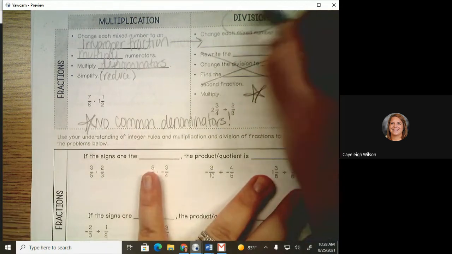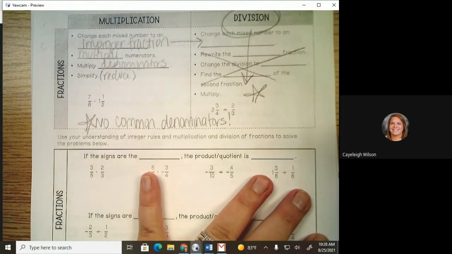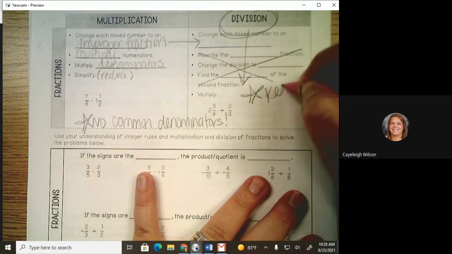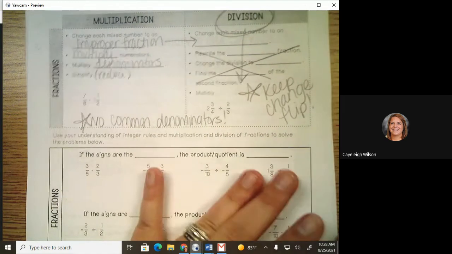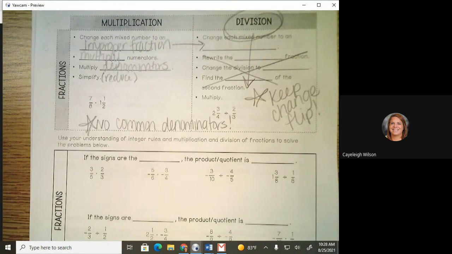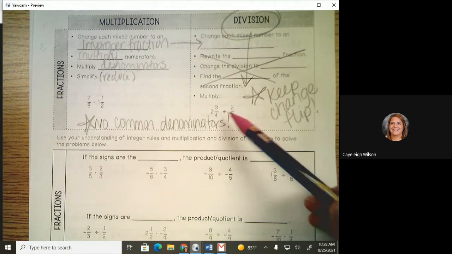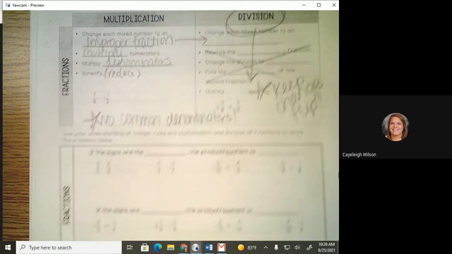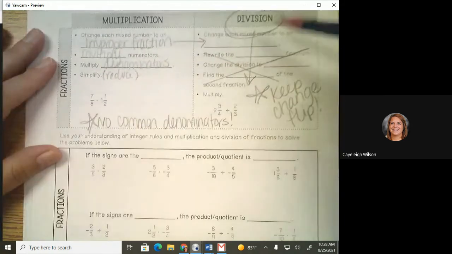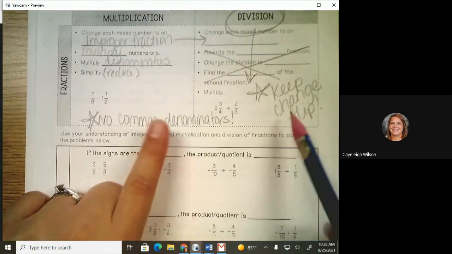And when you divide fractions, you keep, change, flip. Has anybody ever heard that before? All right. So keep, change, flip. You're going to keep the first one. You're going to change the sign to multiplication. And you're going to flip the second fraction. So that's for when you are dividing. So both of these star things should be in your notes.